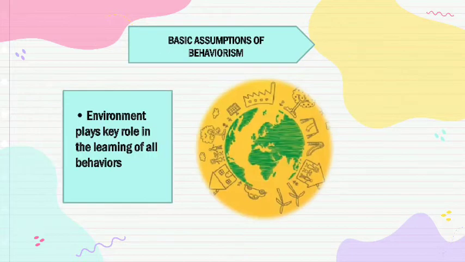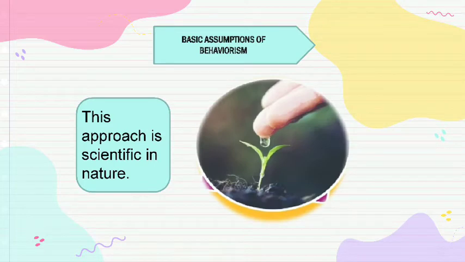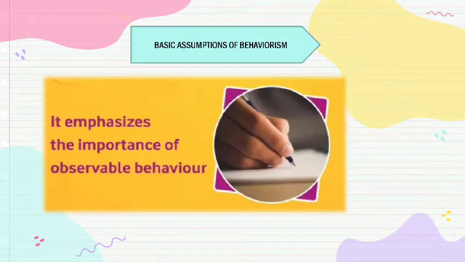Now, there are some basic assumptions of behaviorism as an approach to learning. First point is environment. Environment plays a key role in the learning of all behaviors. It means whatever learning takes place, interaction with the environment is a necessary aspect. Second, this approach is scientific in nature. It means that measurement and observation of behavior is an important point of it. It emphasizes the importance of observable behavior.